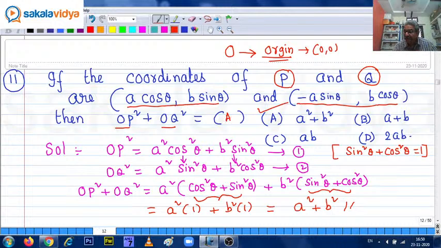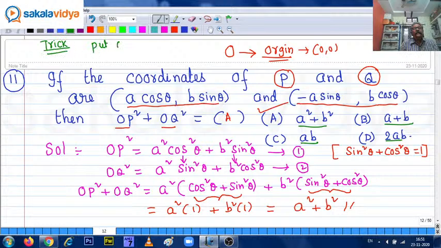Could you suggest any other method rather than this? This is a very lengthy method. Rather than this, we can do one thing. If you observe the options, this is a square plus b square, this is a plus b, this is ab, this is 2ab. The options are independent of theta. There is no theta in the options. So in the place of theta, you can put any value. This is a trick. Such problems can be dealt with in a very simple manner.